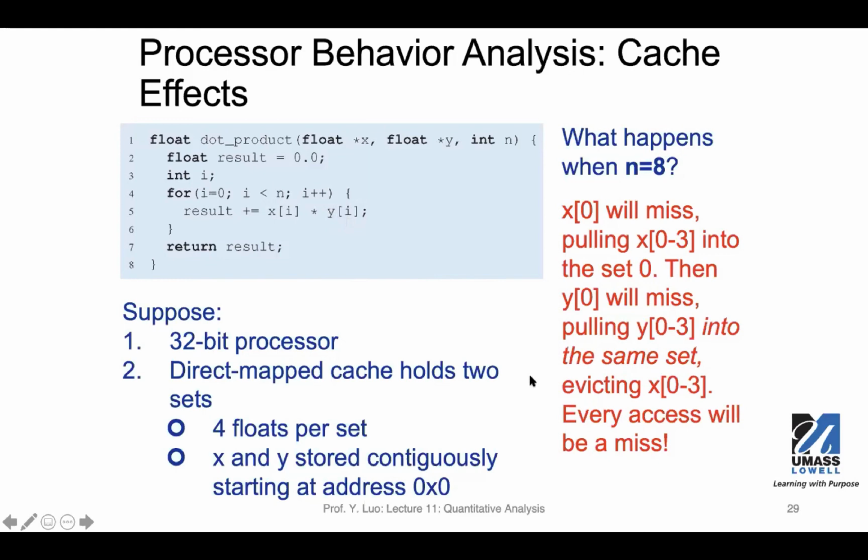So there's really no benefit of loading this array one by one, because you always keep evicting the other group of floats out of the cache. That really defeats the purpose of using cache to save memory access time. So that is bad, and that is the reason in this case the execution time will be much longer than in the first case when n is 2.